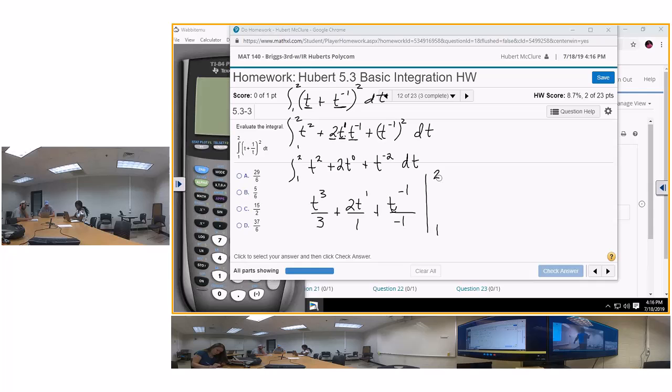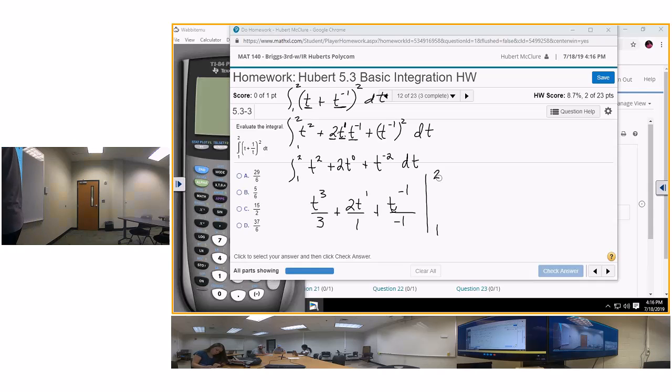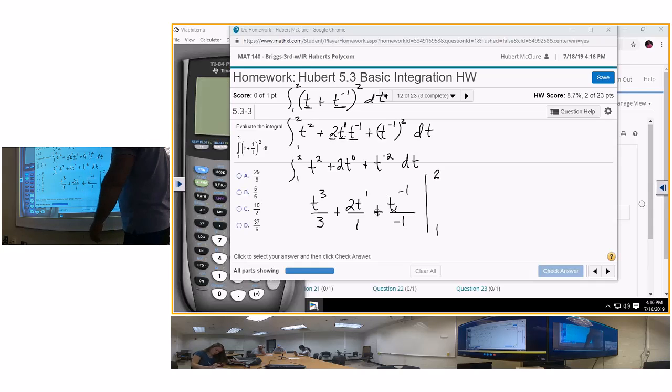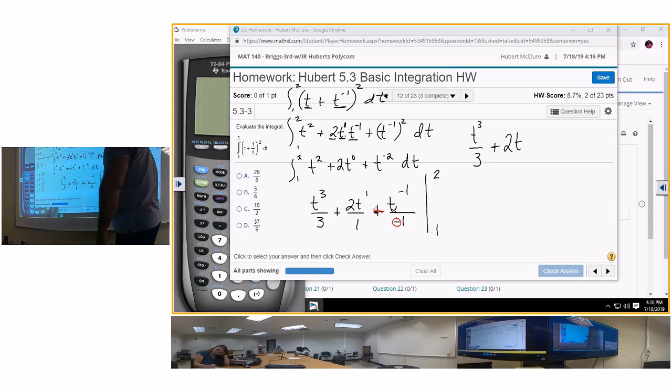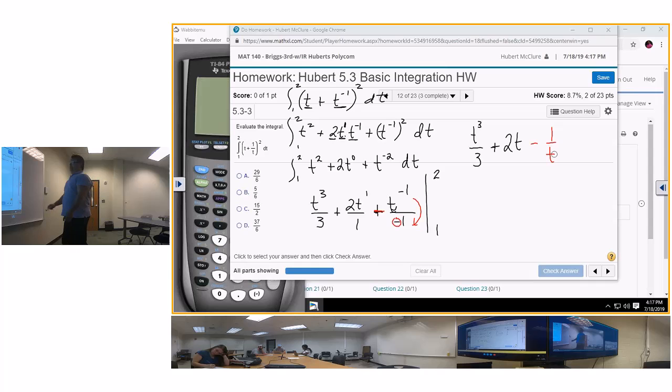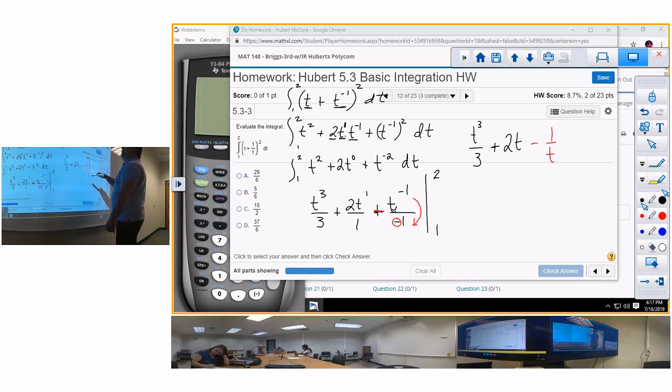Now, I would simplify a little bit more before I started, and I would make this a negative. So I'm going to write t to the third over 3 plus 2t minus this right here, this negative turns this into a minus, and that t to the 1 comes downstairs, so it's 1 over t. So I'm going to put minus 1 over t, so you can see that I rewrote that one. And now I'm ready. Evaluated at 1 and 2.